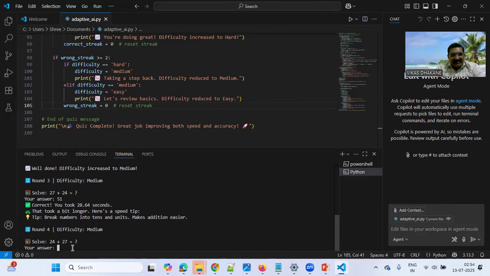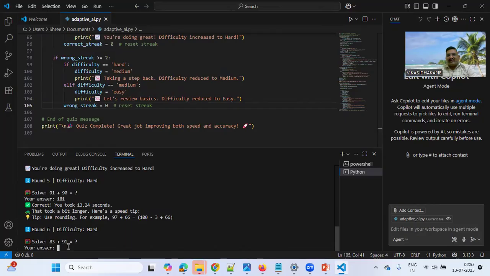So again, he has given next question. I think that is same. Now you can see after solving the two medium questions, the difficulty has now increased to hard. Okay. So 90 plus 91, so it will be 181. Okay. Now we'll try to reverse this.